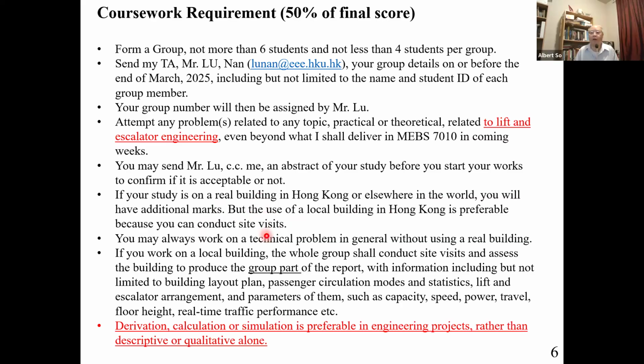Or if you don't want to work on a building, or on a design or a problem in a building, you can do something general and theoretical. It's okay, but then you may need more mathematics and computer simulation. Now, if you work on a local building, then you should do a site visit and get information like the building layout plan, the passenger circulation modes, statistics, lift and escalator arrangement, and all that.